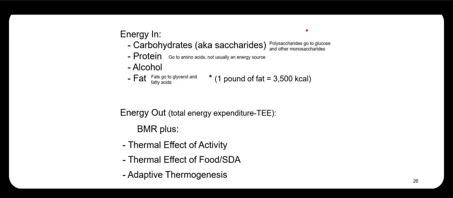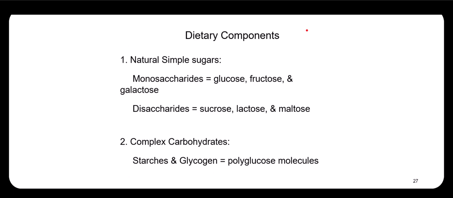So energy is going to go in the form of fats, carbs, proteins, maybe some alcohol. It will come out in the form of BMR, or the thermal effect of food, specific dynamic action, maybe we need some heat, maybe some adaptive thermogenesis.